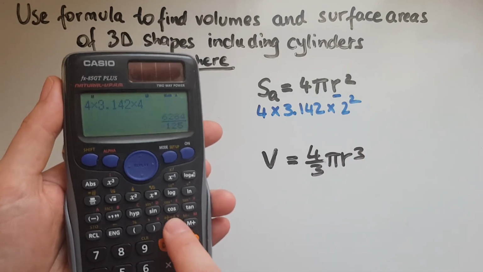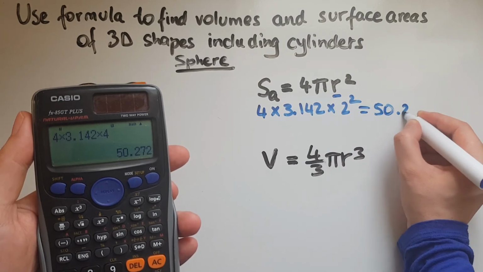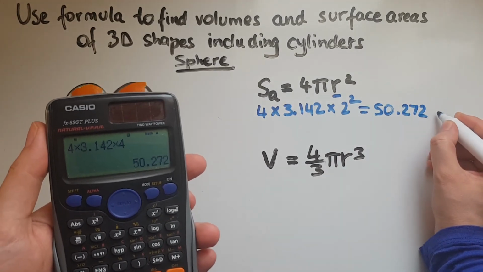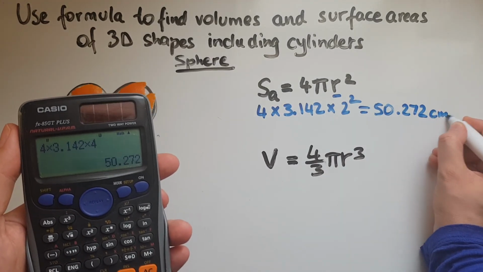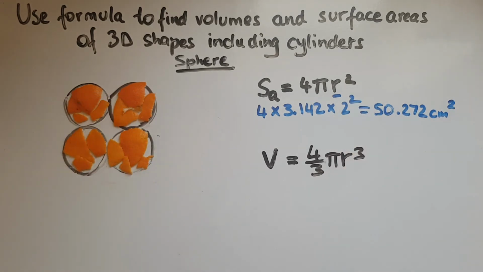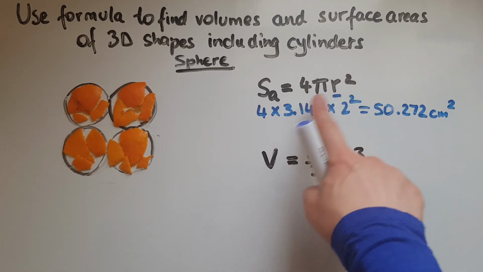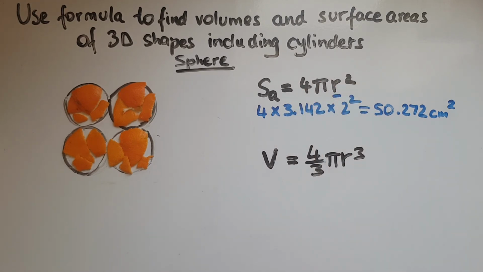So that gives us 50.272 centimeters squared, because that was 2 centimeters. So it's as easy as that to work out, and we get the link between them too. So now it's easy to remember the formula, where it's coming from. So we'll try and do the same with the volume of the sphere.